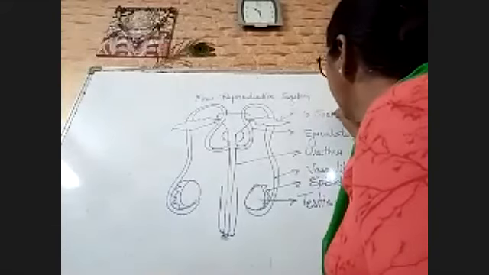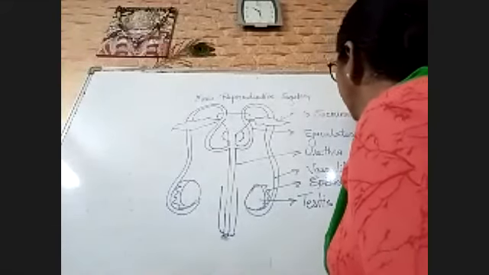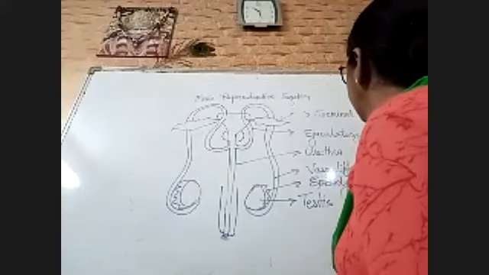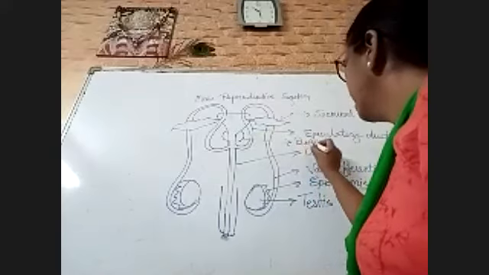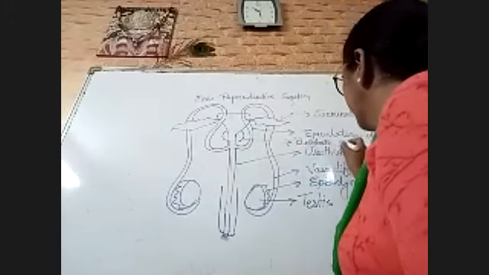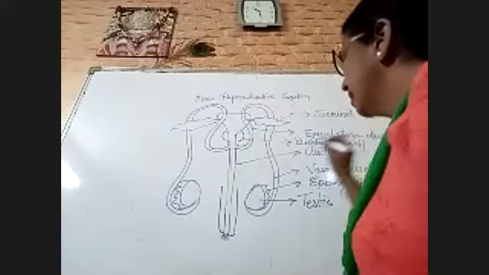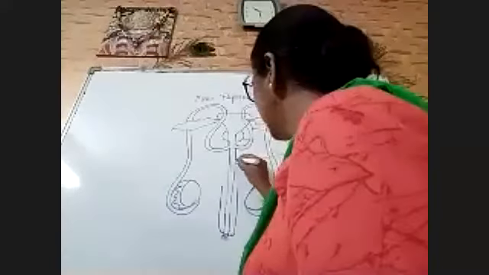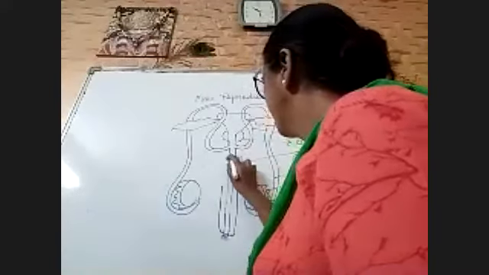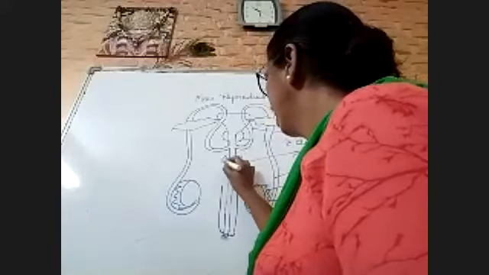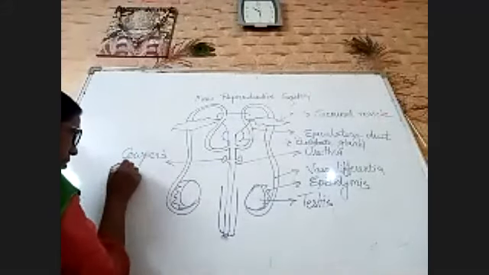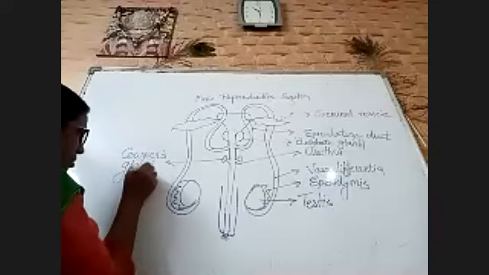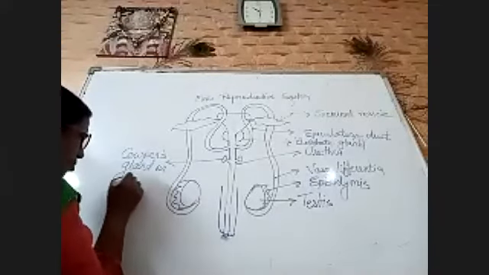First is the seminal vesicle. Second is this one, which is called the prostate gland. And the third gland that is present here, this pea-sized gland, is called the Cowper's gland. Cowper is the name of the scientist, or it is also called the bulbourethral gland.